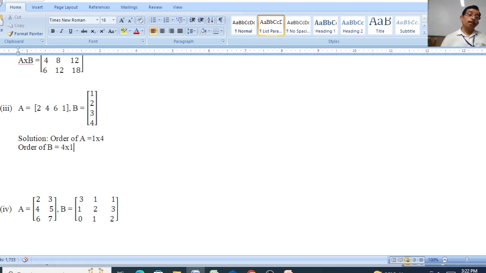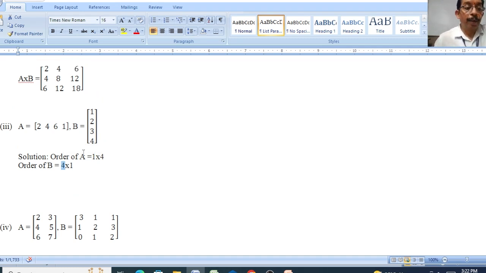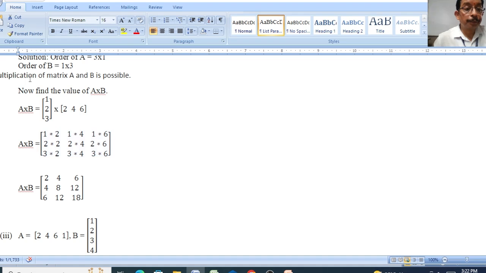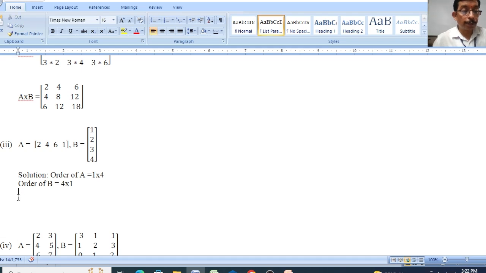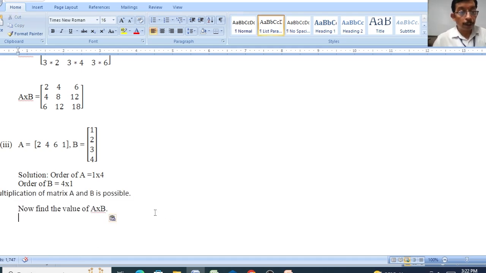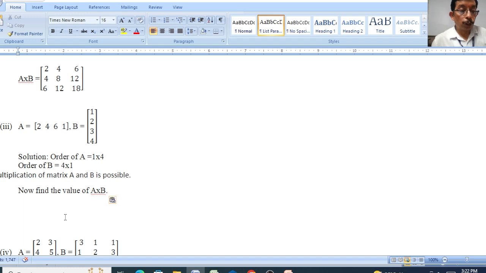Now we check whether the number of columns in matrix A is equal to the number of rows in matrix B. Yes. The number of columns in matrix A is 4, and the number of rows in matrix B is 4. Both are equal, so the multiplication is possible. Now find A cross B. Is it clear?